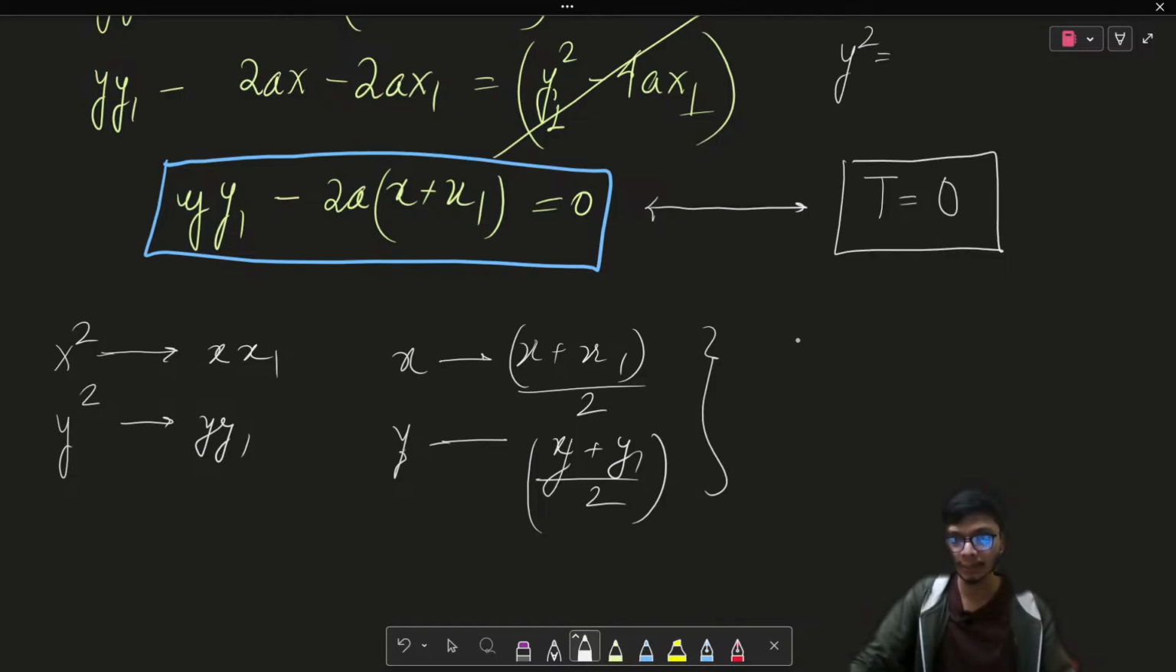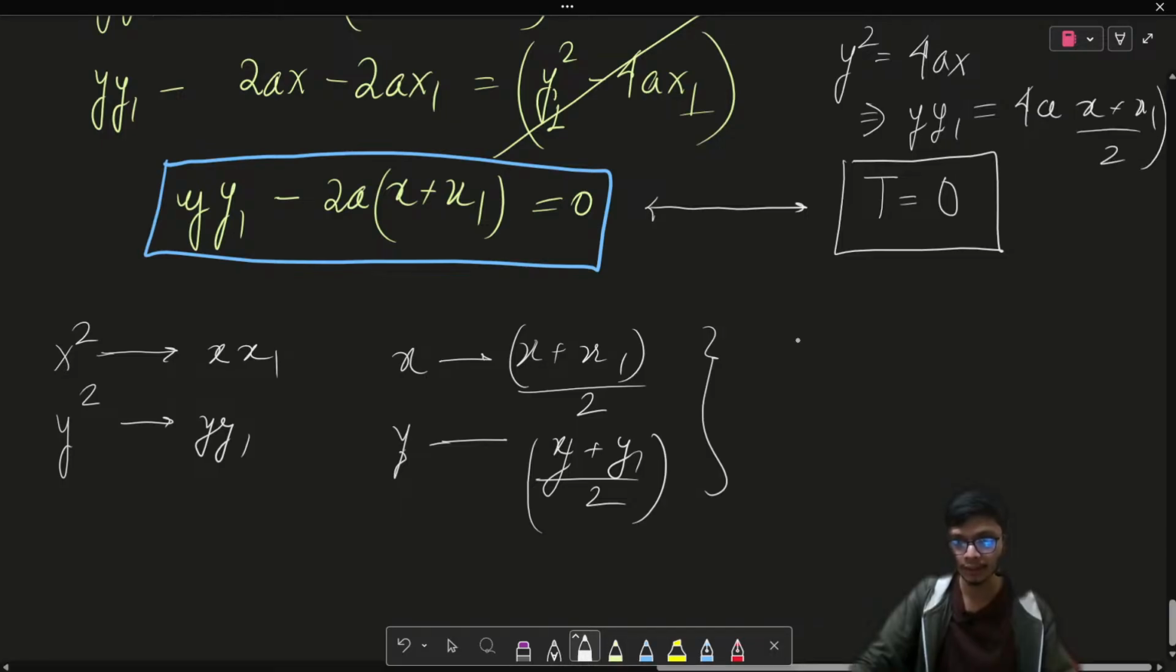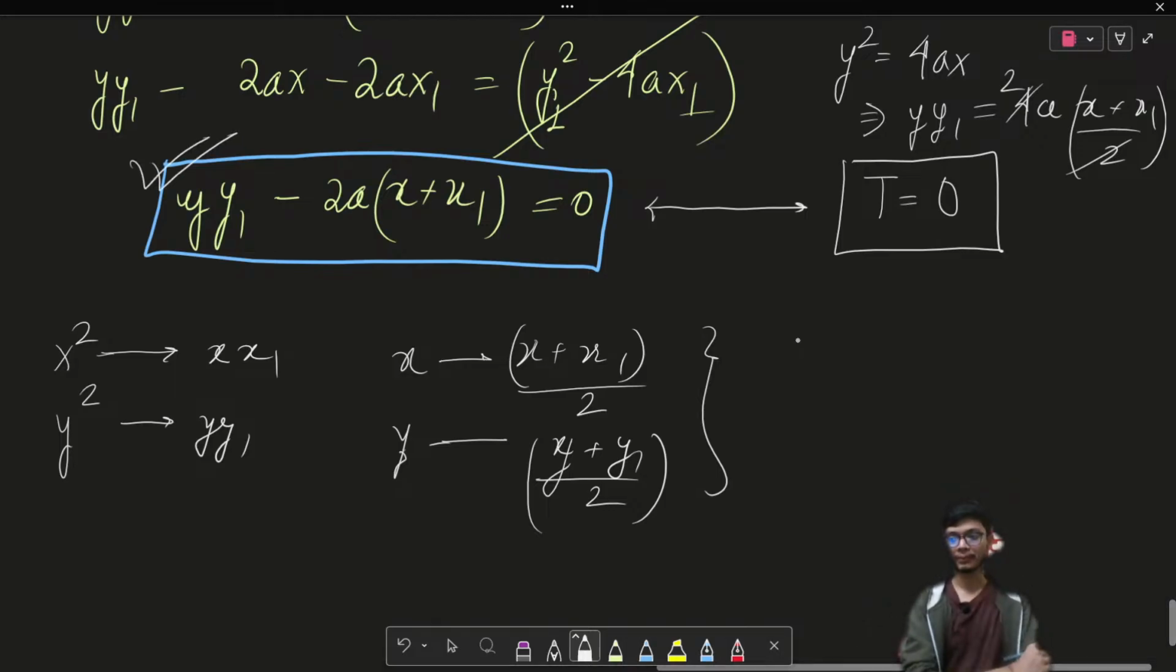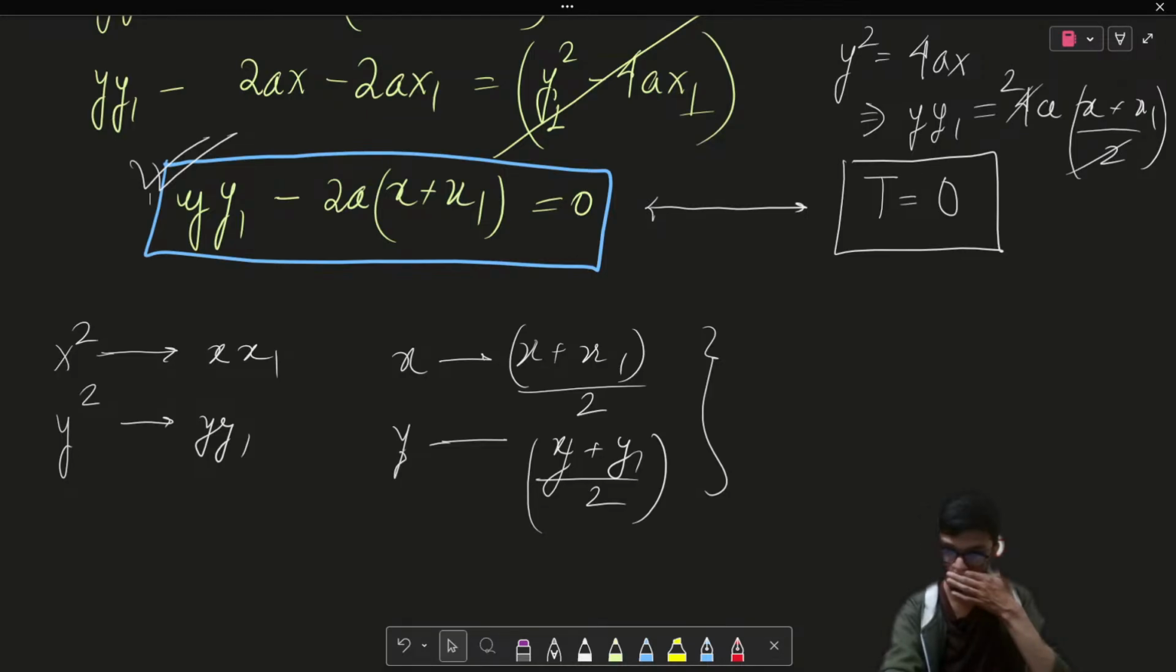So from the standard equation of the parabola, y square is equal to 4ax, the transformation will look like yy1 is equal to 4a times (x plus x1) by 2, right? If you simplify this expression, you are going to get the similar expression over here, right? I hope this is clear to all of you. So T is an expression which is obtained by replacing the y square with the yy1 term and the 2x term with x plus x1, right? Is this particular part clear? Is this part clear to all of you? Any doubts?